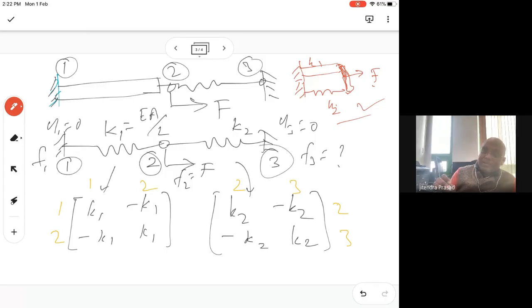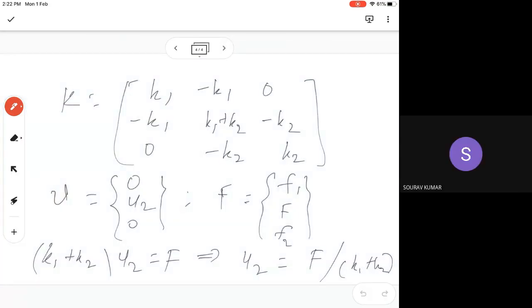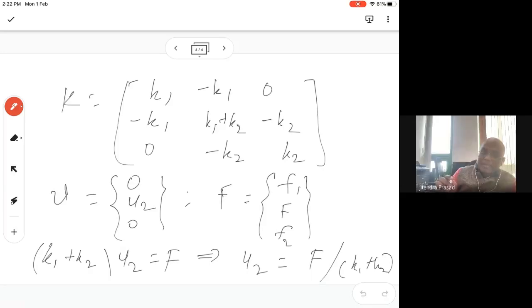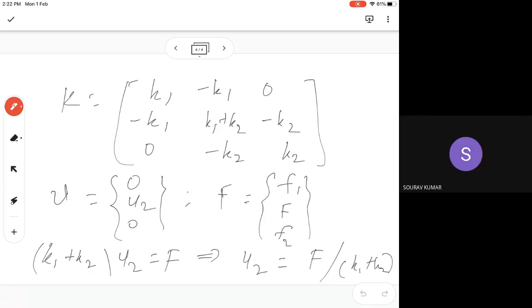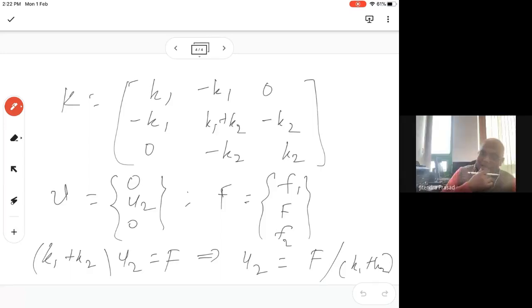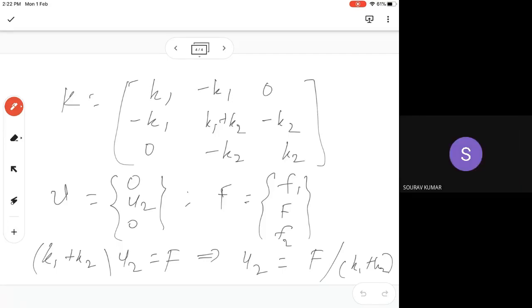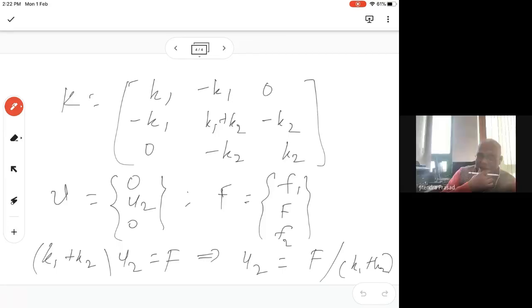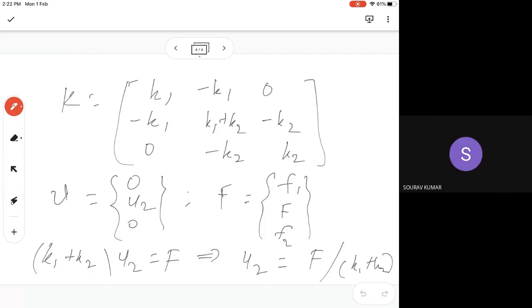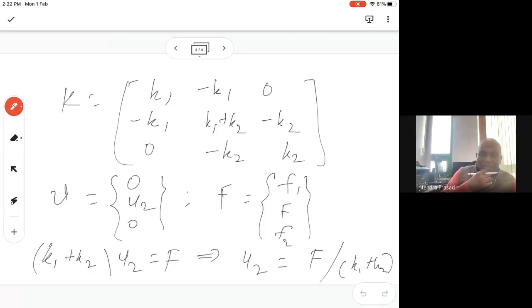Got it? Yes, sir. Sir, in this slide, in a number of questions I solved, I always observe that the global stiffness matrix always comes out to be a symmetric matrix. Yeah, it will be symmetric. That's true. It is a necessary condition. It should be symmetric. It's necessary, and we will see why later on.